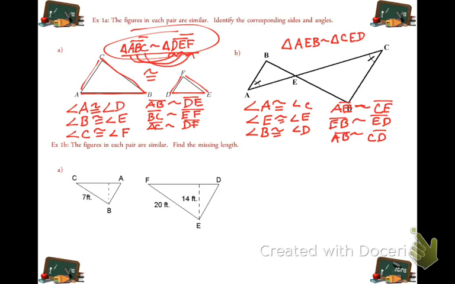All right. Now let's look at example 1B. We're going to find the missing length. So I notice here that CB goes with FE. So I'm going to go 7 goes with 20.